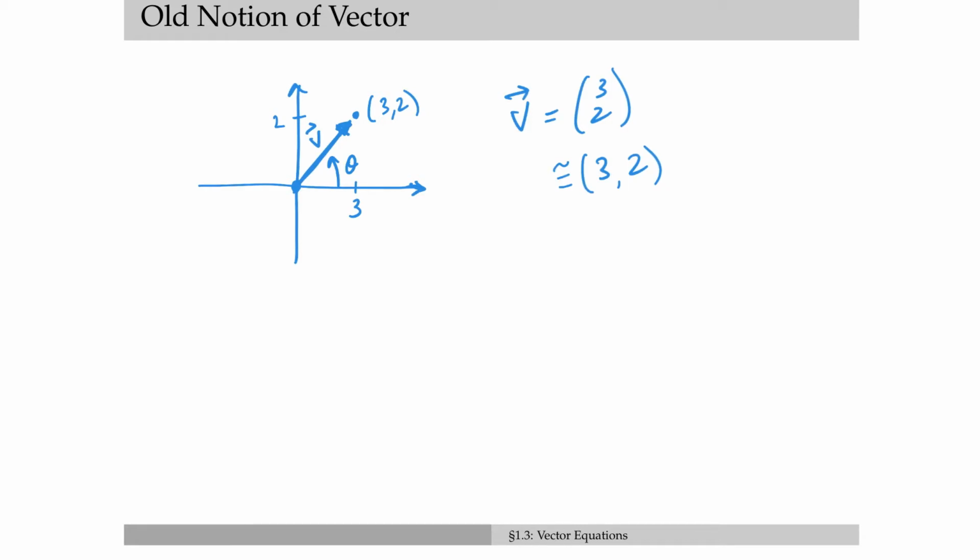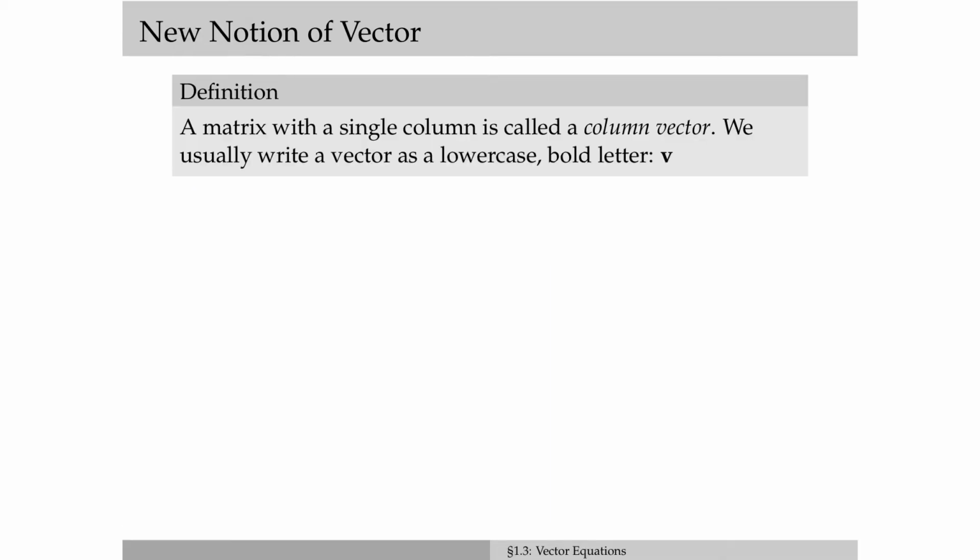Let's abstract this to the greatest possible extent. So a matrix with a single column is called a column vector. We'll usually write a vector as a lowercase bold letter v. So on the previous slide, when I wrote v equals (3, 2), I was writing a column vector, and I think it should be clear why it's called a column, because it's a column from a matrix, whereas I could have done this, and that would have been a row vector.